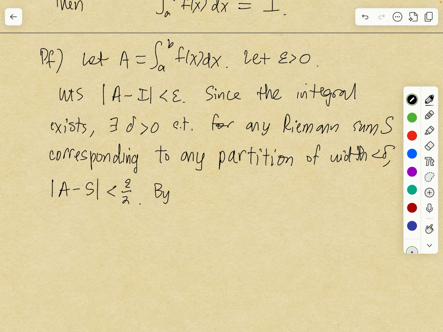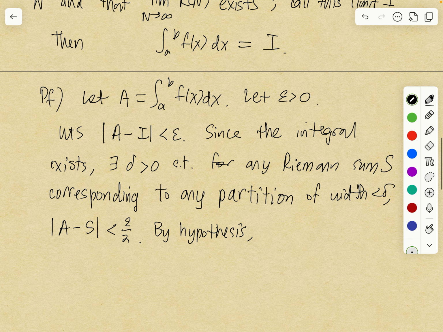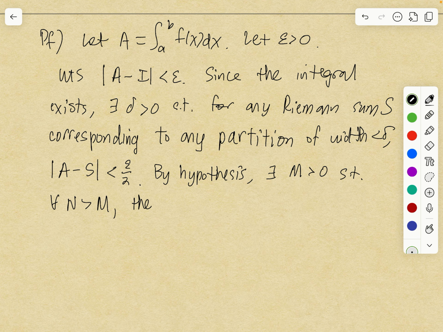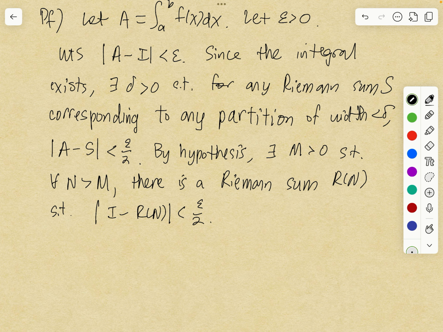Now we use the hypothesis in the lemma. So by hypothesis, we have this limit exists. So the R of n's are approaching I. So for every epsilon, there exists some integer m such that for all capital N greater than m, there is a Riemann sum R of n such that the absolute value of I minus R of n is less than epsilon over 2. So that's just from the definition of the limit.